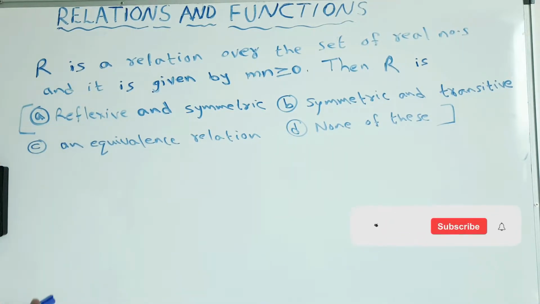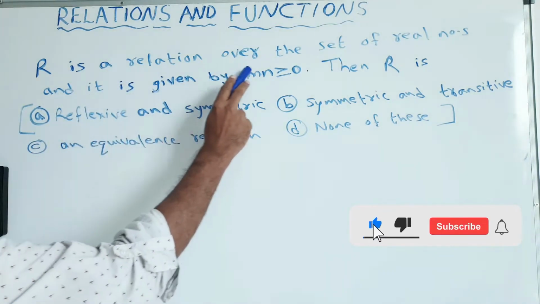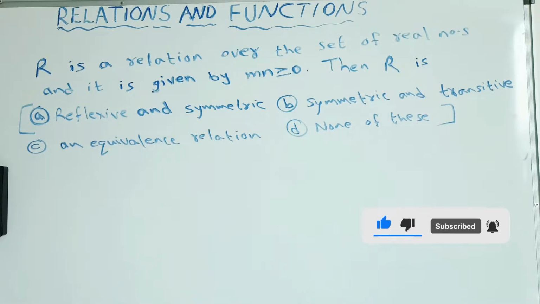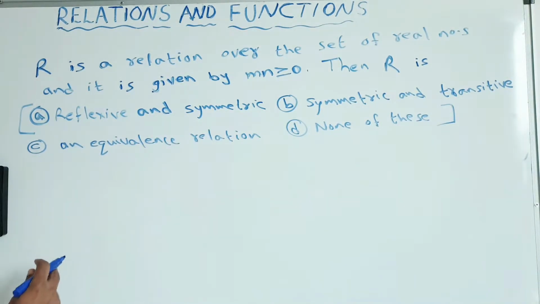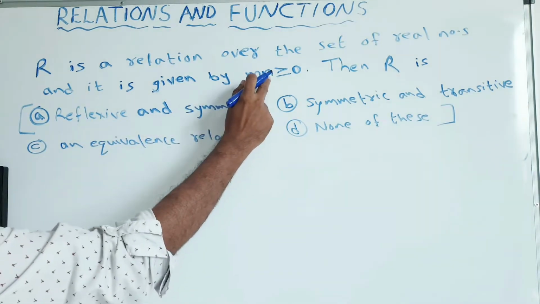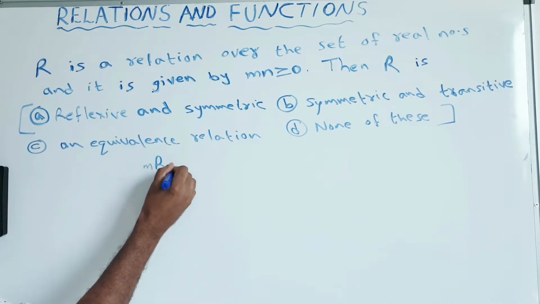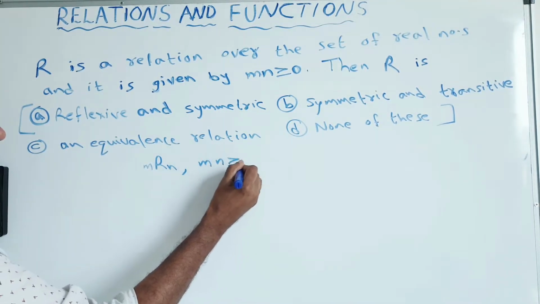Now we will see another MCQ. R is a relation over the set of real numbers and it is given by mn greater than or equal to 0. Then R is... Which kind of relation it is they are asking. So m related to n is given as mn greater than or equal to 0.